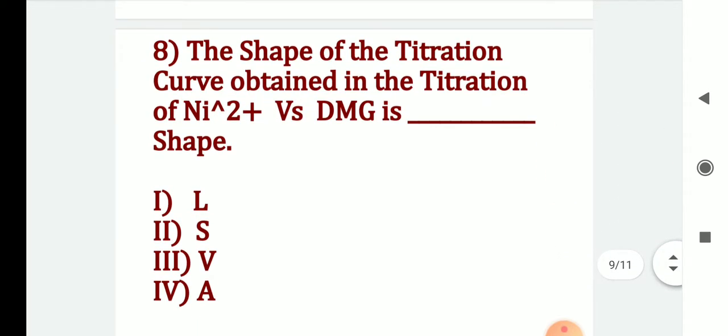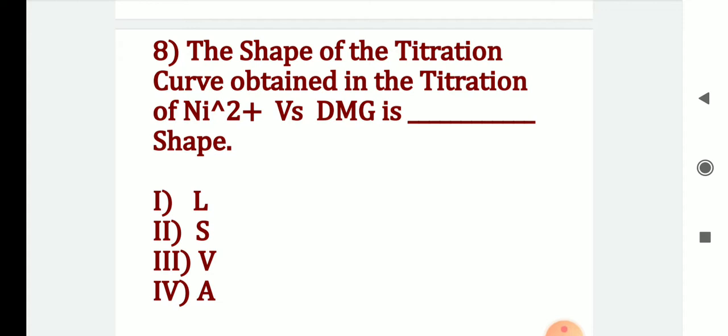The shape of the titration curve obtained in the amperometric titration of nickel versus DMG is dash shaped: L shaped, S shaped, V shaped, A shaped. So here it is V shape because nickel initially has some current. When DMG is added, it forms a precipitate with it. Nickel concentration reduces and the current will keep on falling.